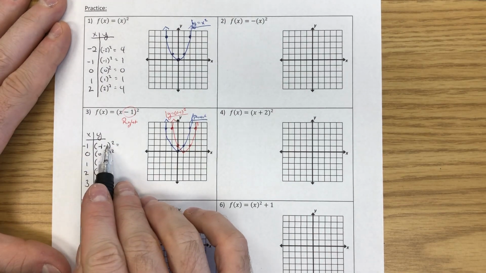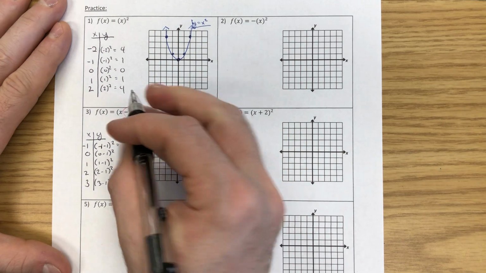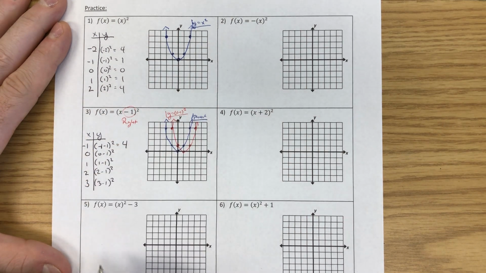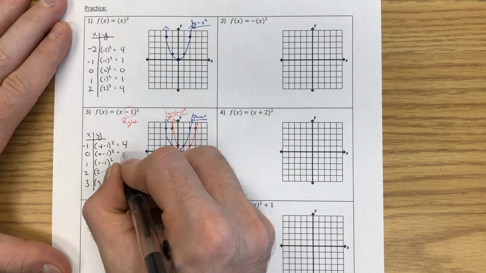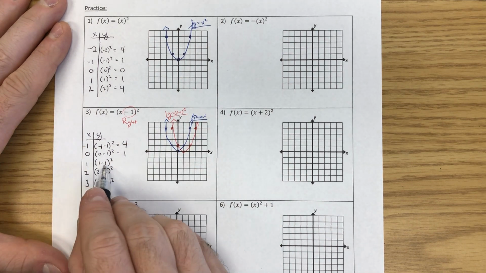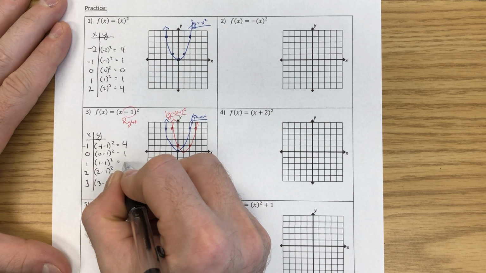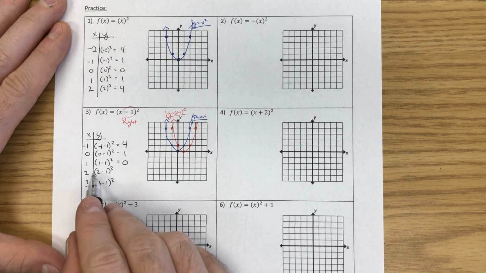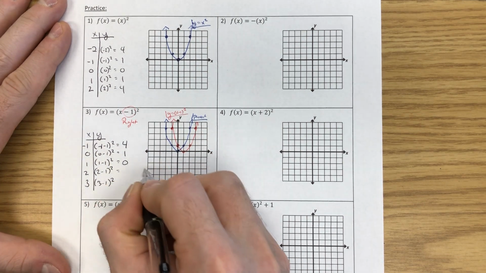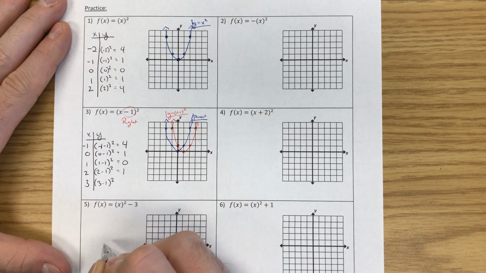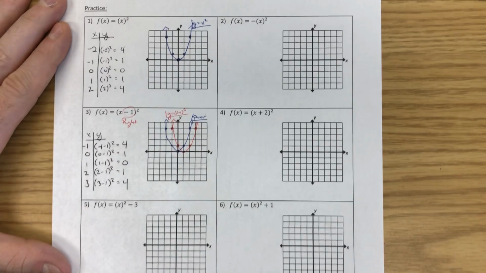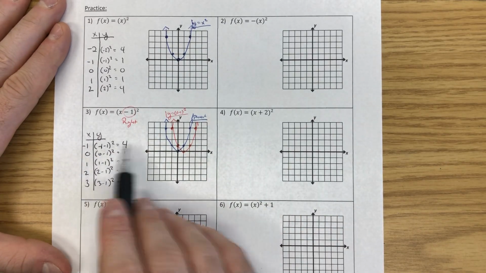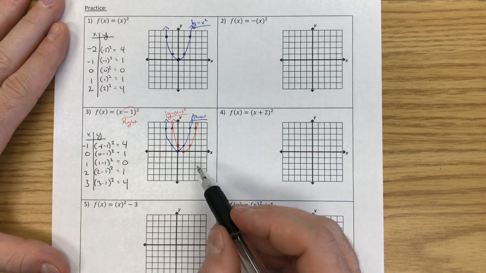We know that negative 1 minus 1 is negative 2. Negative 2 squared is 4. 0 minus 1 is negative 1. Negative 1 squared is 1. 1 minus 1 is 0. 0 times 0 is 0. 2 minus 1 is 1. 1 squared is 1. 3 minus 1 is 2. 2 squared is 4. So let's see if these points coordinate with our new red graph.